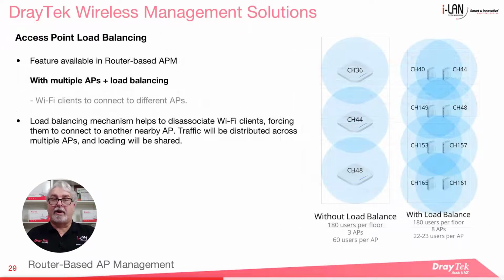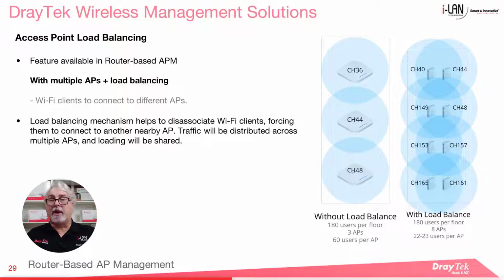One feature available in router-based access point management is AP load balancing. This works by dissociating Wi-Fi clients so they'll reconnect to another nearby access point. Without load balancing, you can end up with a situation where a single access point has to handle all the client connections. Not so bad in a small home network, but in a large Wi-Fi deployment, it can cause the access point to become overloaded, resulting in poor performance.